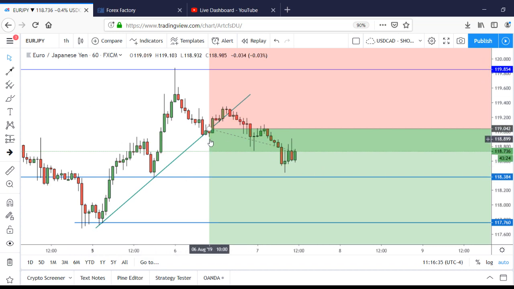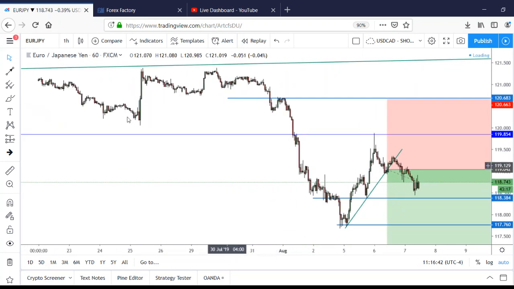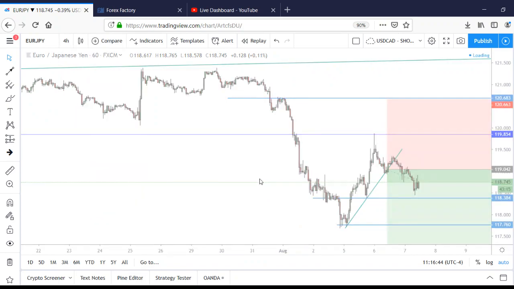But this is a swing opportunity. That's why I called it. And the entry was there for the next push down. So what price usually does if we pull back on the 4-hourly.